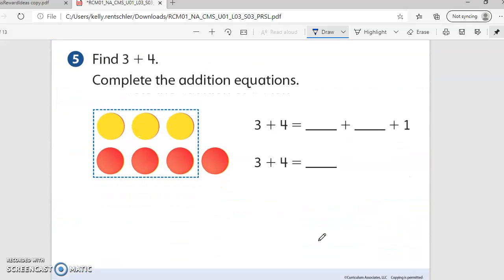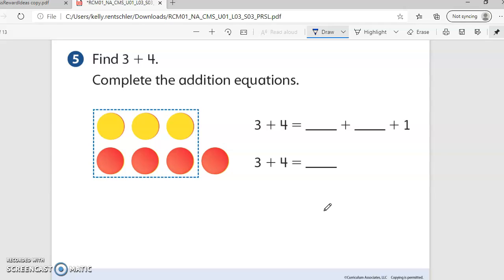So I want you to practice this one. I want you to pause the video, use your whiteboard, and write 3 plus 4 equals, and then fill in these blanks, and then 3 plus 4 equals, and then write your answer. Go ahead and pause and take a second to try this one. All right, did you pause and try to figure it out?